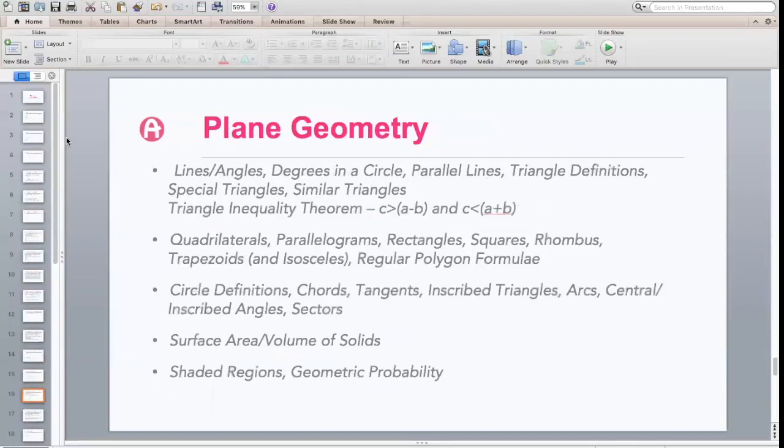Plane geometry will cover lines and angles and degrees in a circle. So they'll take a circle and divide it up in a bunch of ways with a bunch of variables, and they'll want one specific sector of it. The relationships of parallel lines, the various types of triangles and their definitions, special triangles like 30, 60, 90 and 45, 45, 90. So x, x, x root 2 for 45, 45, 90, and x, x root 3, 2x for 30, 60, 90.